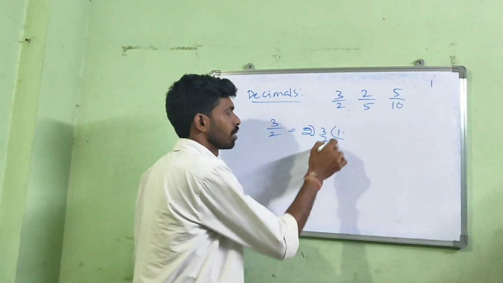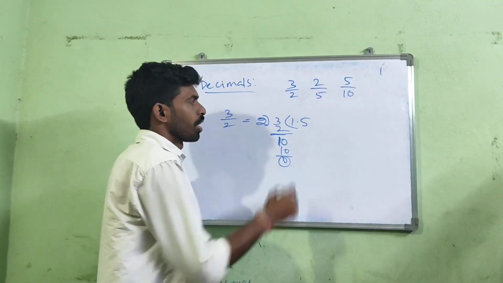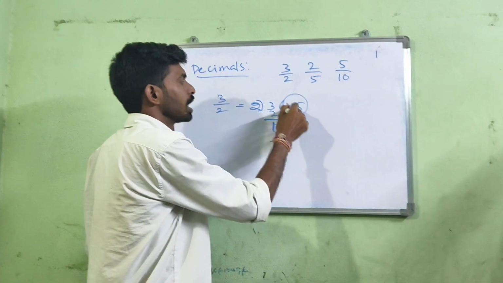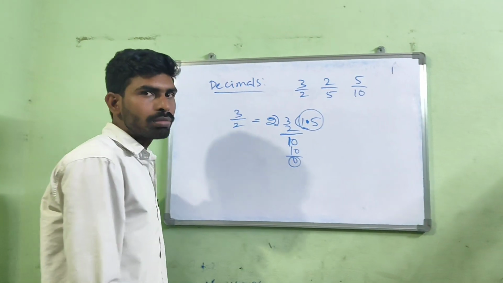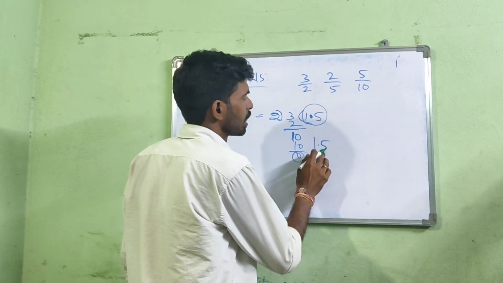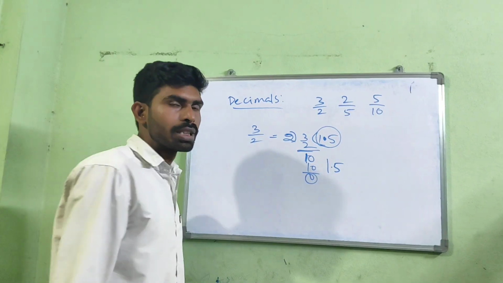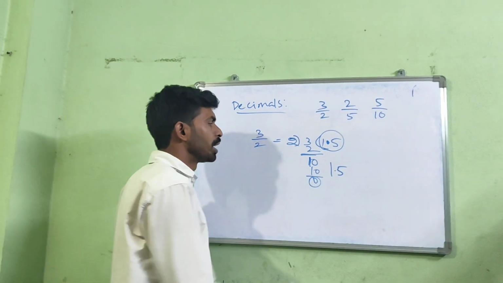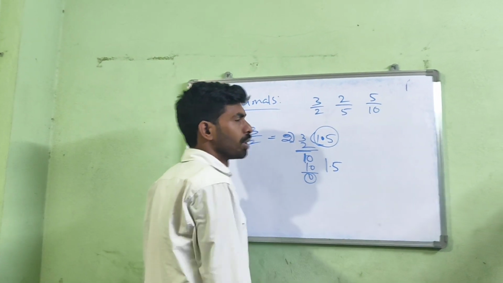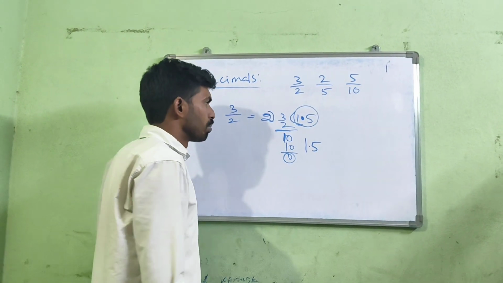Okay, 2 table of 5, 10 approach, 2 5s are 10. Now this is the decimal point. This point we call the decimal point. 1.5. This is the decimal point. These are all decimal numbers. After the decimal point, every digit is a decimal number.